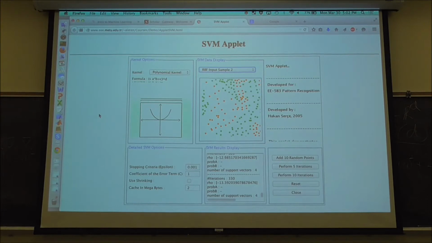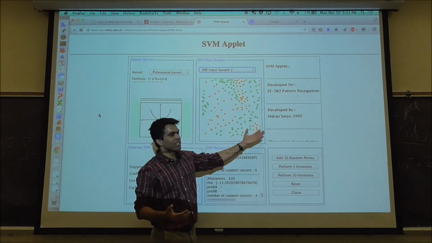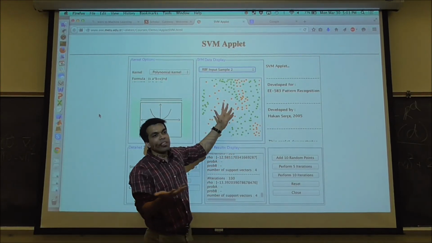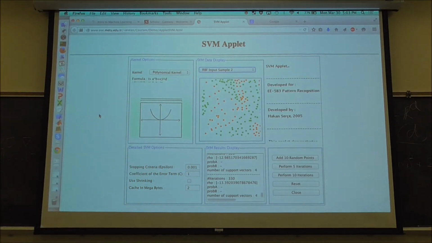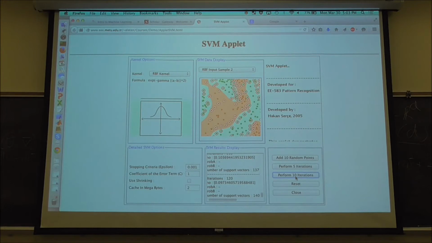So here's another data set, right? This is in two-dimensional space. I can see some nice clumps here, but there's no linear thing that will separate this. There's no quadratic thing that will separate this. But RBF will actually rise to the occasion and separate everything, right? So RBF can learn a decision boundary like that.